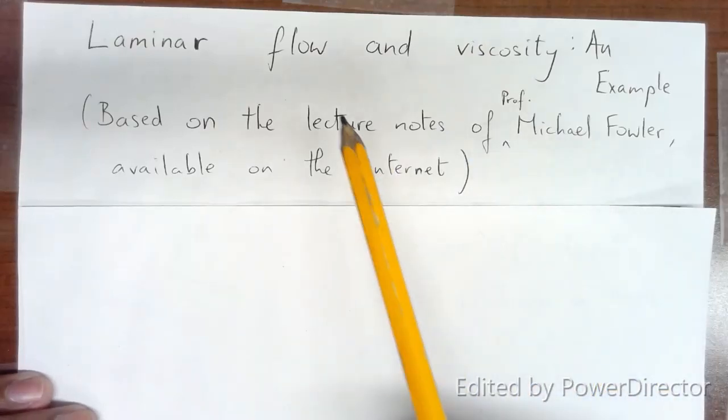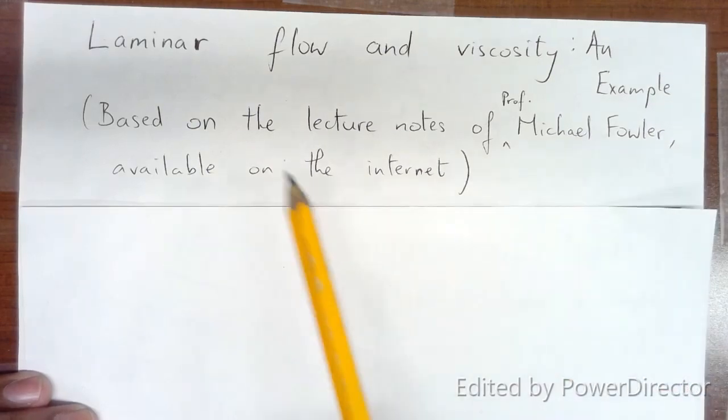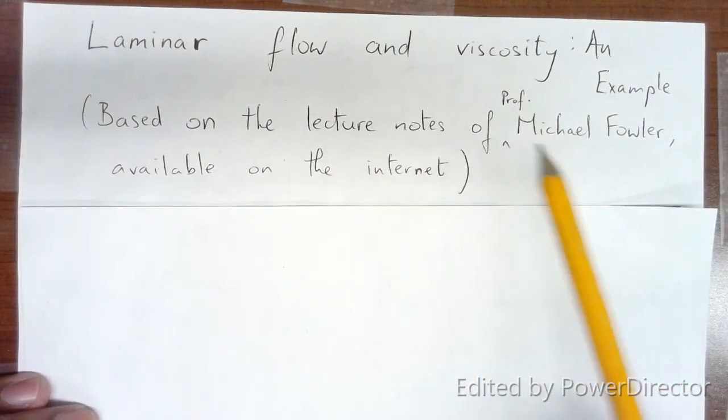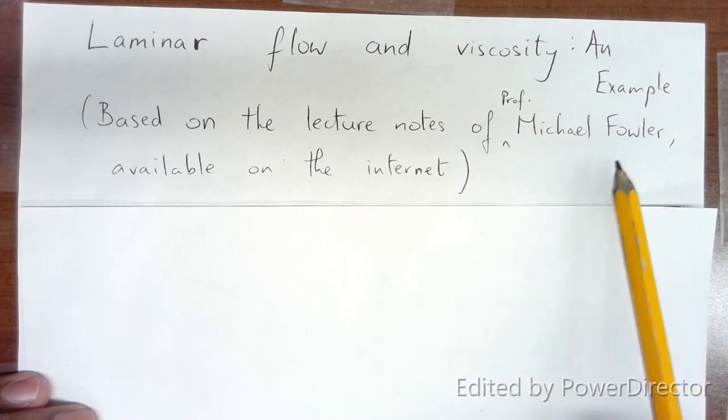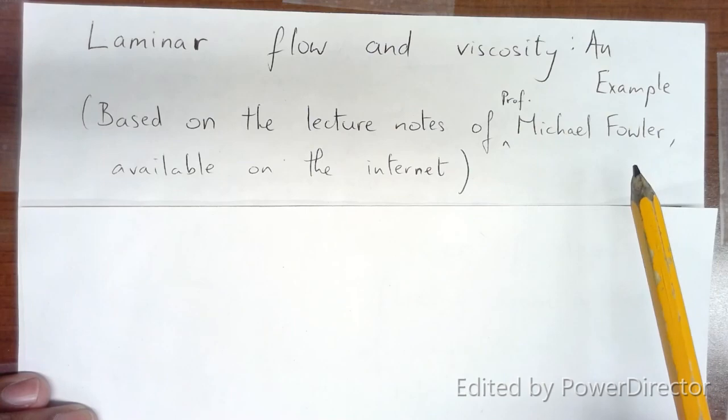This video is on laminar flow and viscosity. It's an example problem where we will look at the velocity profile of a river. It is basically taken from the lecture notes of Professor Michael Fowler, and you can find these on the internet if you just search for Michael Fowler fluids.